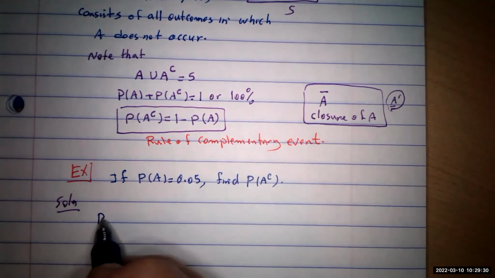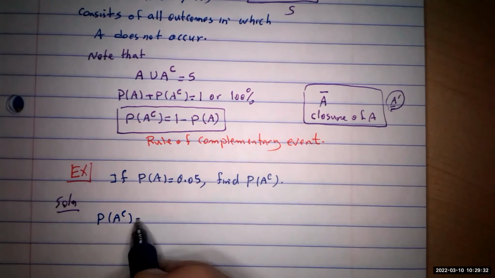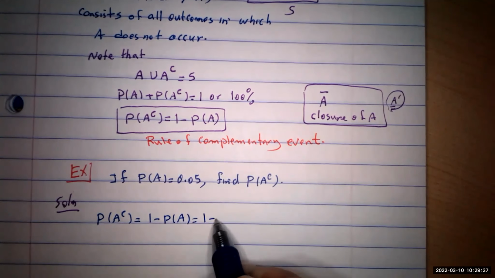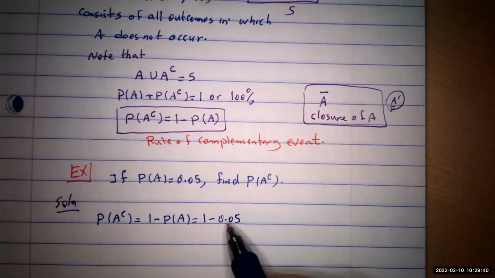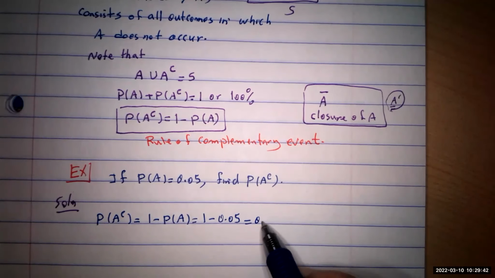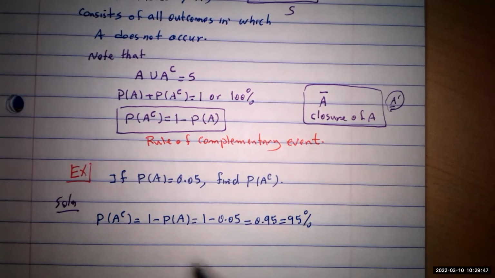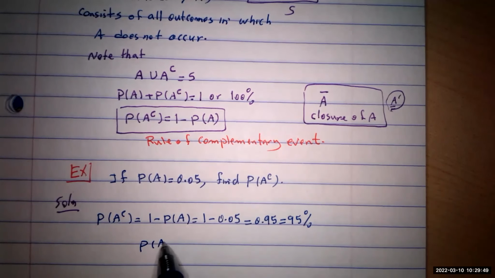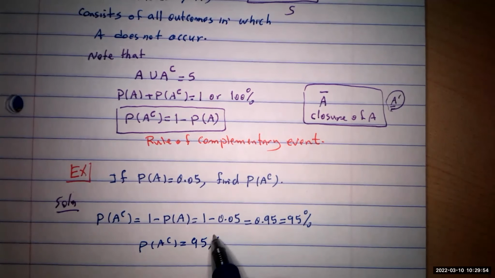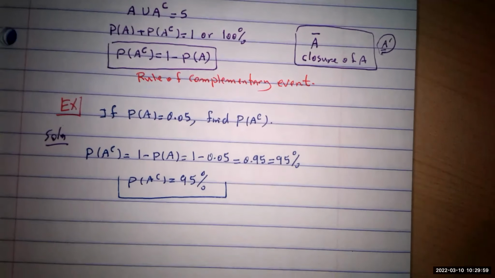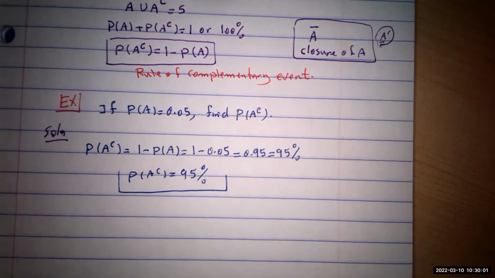So you say that the probability of A complement is equal to 1 minus P of A. So this is going to be 1 minus 0.05. And if you subtract it, that gives you 0.95, which is the same as 95%. Okay, so the probability of A complement is equal to 95%. Okay, this is all we can do for the time being. But I'll have two nice ones in the practice one, then we go to it.